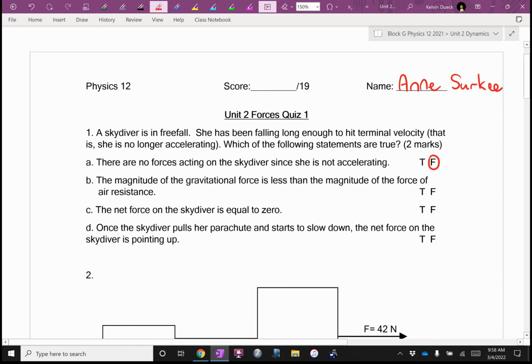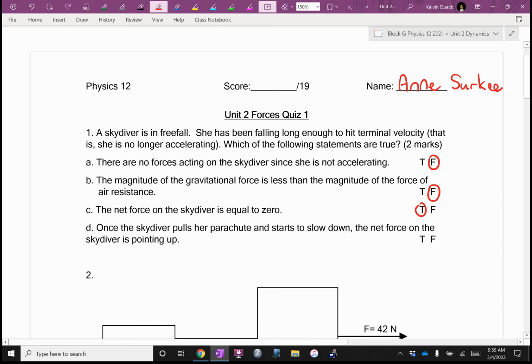The magnitude of the gravitational force is less than the magnitude of the force of air resistance. Not if she's hit terminal velocity. They're the same. The net force on the skydiver is equal to 0. Paige, is the skydiver accelerating? So if you're not accelerating, the forces must be, I'm looking for a word that starts with the letter B, and it means the net force is 0, because MA is 0.